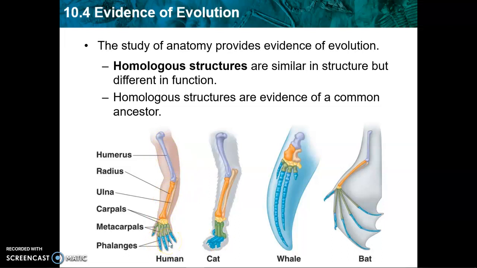So all of these are homologous structures because they have the same underlying bone structure, but evolution has caused those structures to look different from each other because they have different functions.